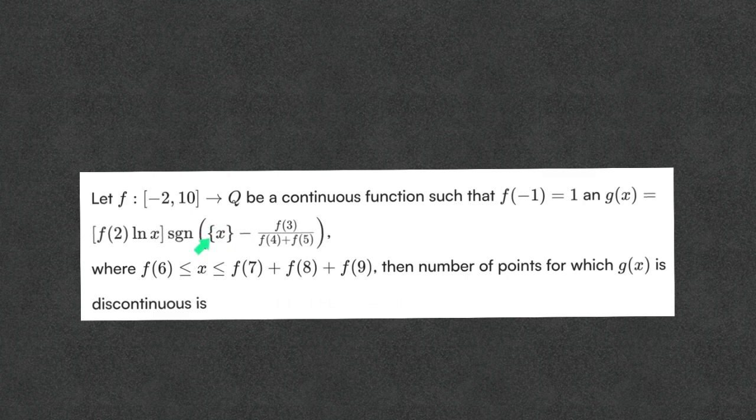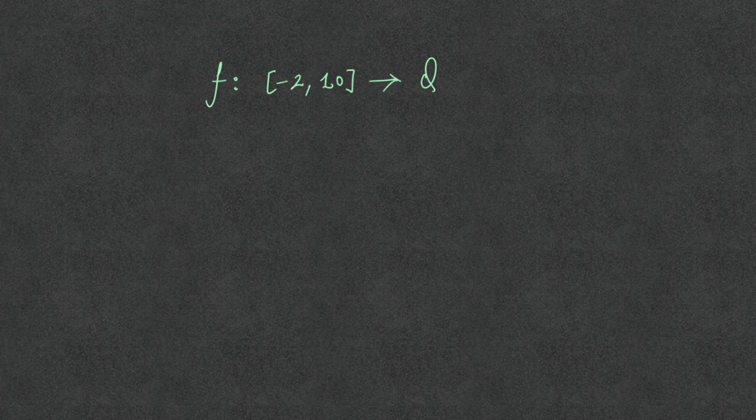This symbol represents the fractional part function, and this f(2) ln x is inside the greatest integer function. Here this [-2, 10] represents the domain of the function, and this Q represents the codomain of the function. Also, f(-1) is equal to 1, and it is given that this function is a continuous function.